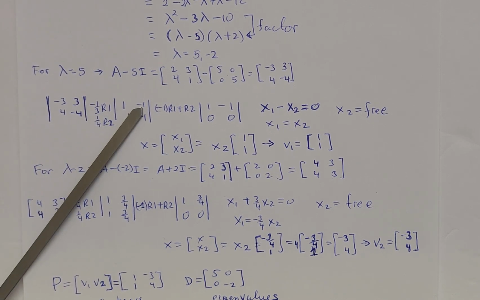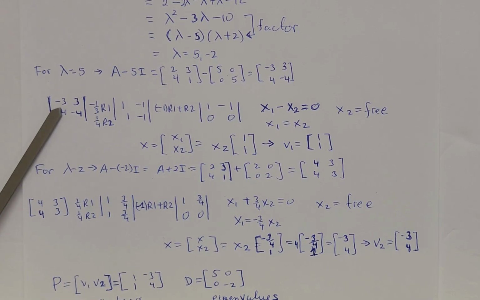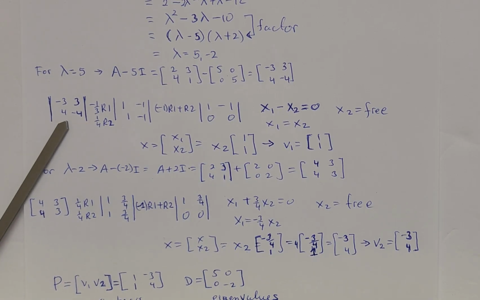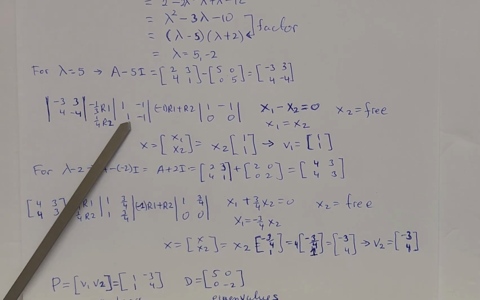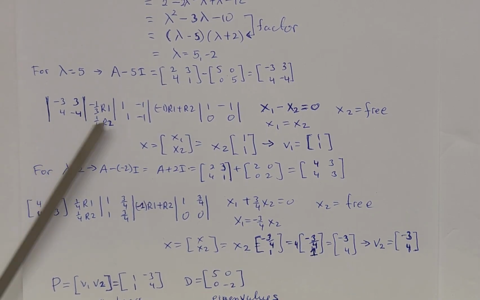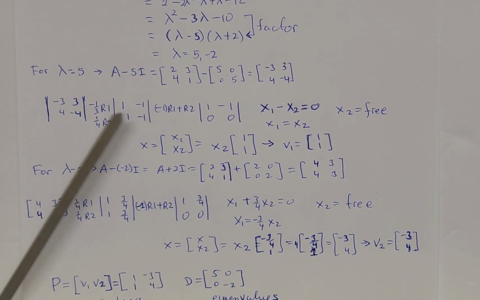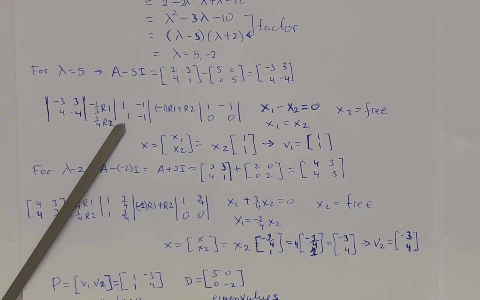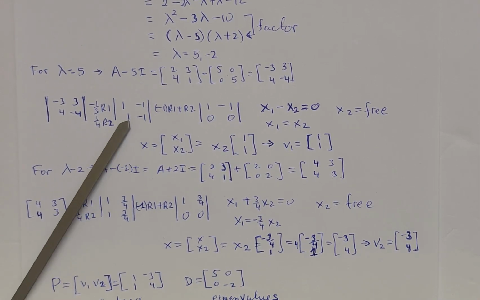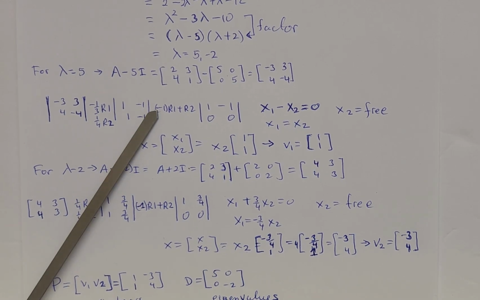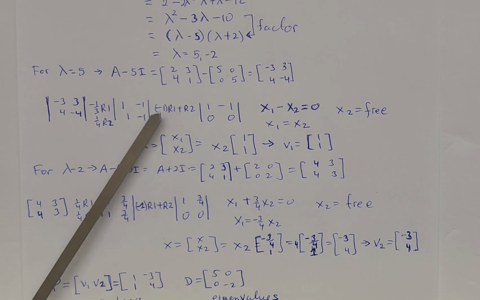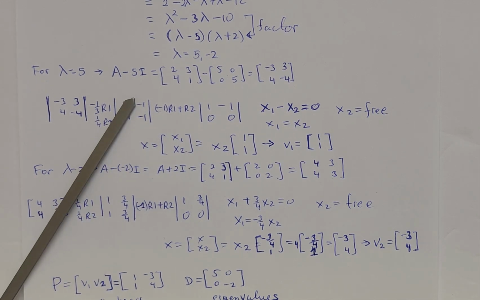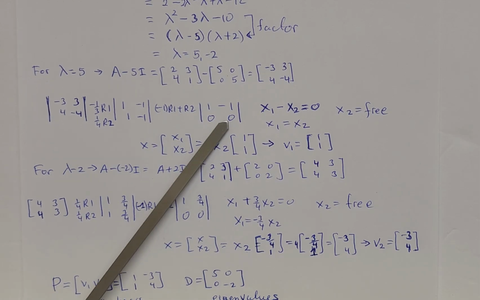Next, I need this 4 to be a 1 as well, so it makes it a little bit easier. So multiply by 1/4. 1/4 times 4 gives me 1. 1/4 times negative 4 gives me this negative 1. I need this to be a 0, so multiply by the opposite, which is negative 1. Negative 1 times 1 is negative 1 plus 1 gives me this 0. Negative 1 times negative 1 gives me positive 1, subtract 1 gives me this 0.